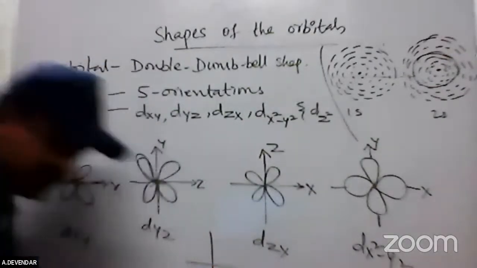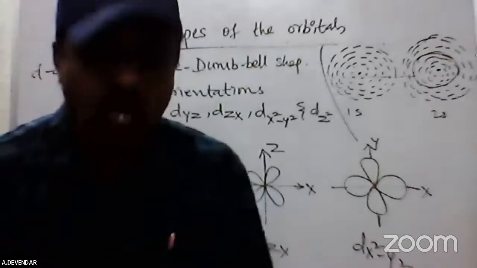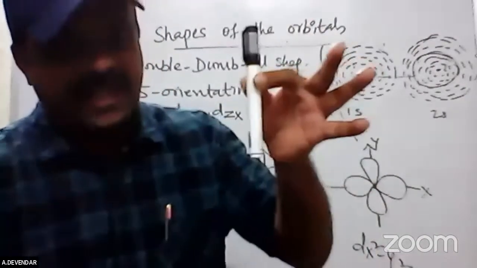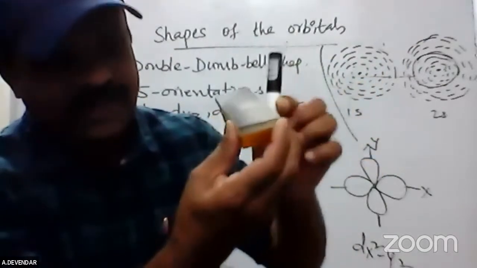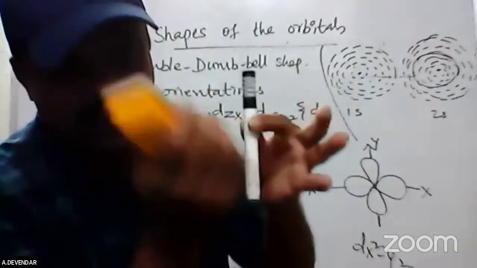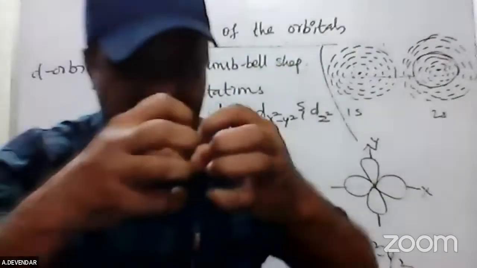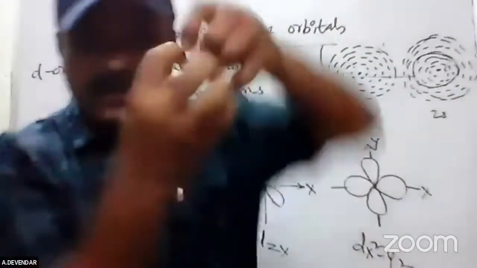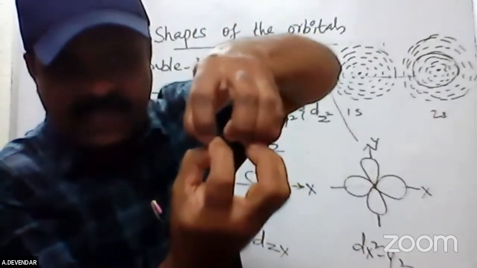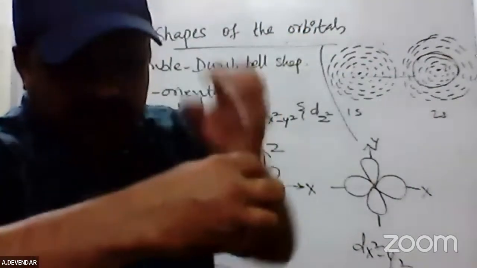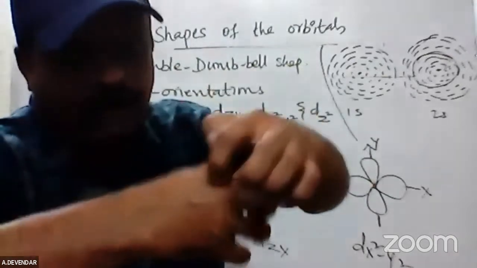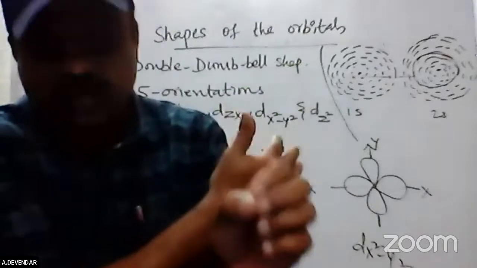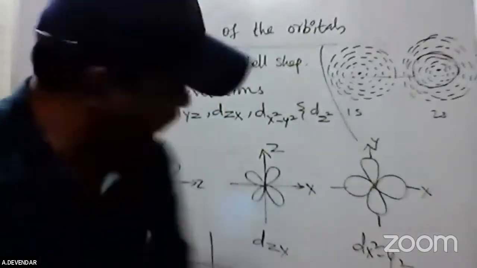Now coming to the DZ square. What happened here? Two lobes are there. This is one lobe. One lobe is kept like that, another lobe will be like that. The dumbbell consists of two lobes. This is a lobe, this is a lobe, this is nothing but the dumbbell. You keep this dumbbell like that, and another dumbbell will be kept like this. Only the first lobe you can see with the naked eye. The second lobe is on the back side of your board, you can't see it. So you can draw that one.